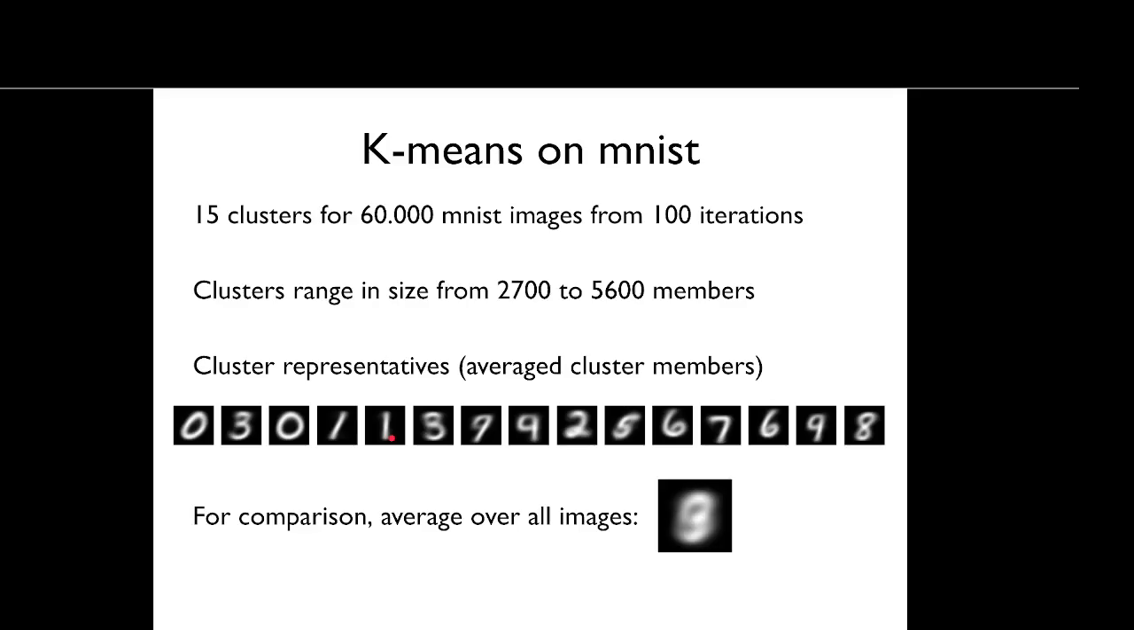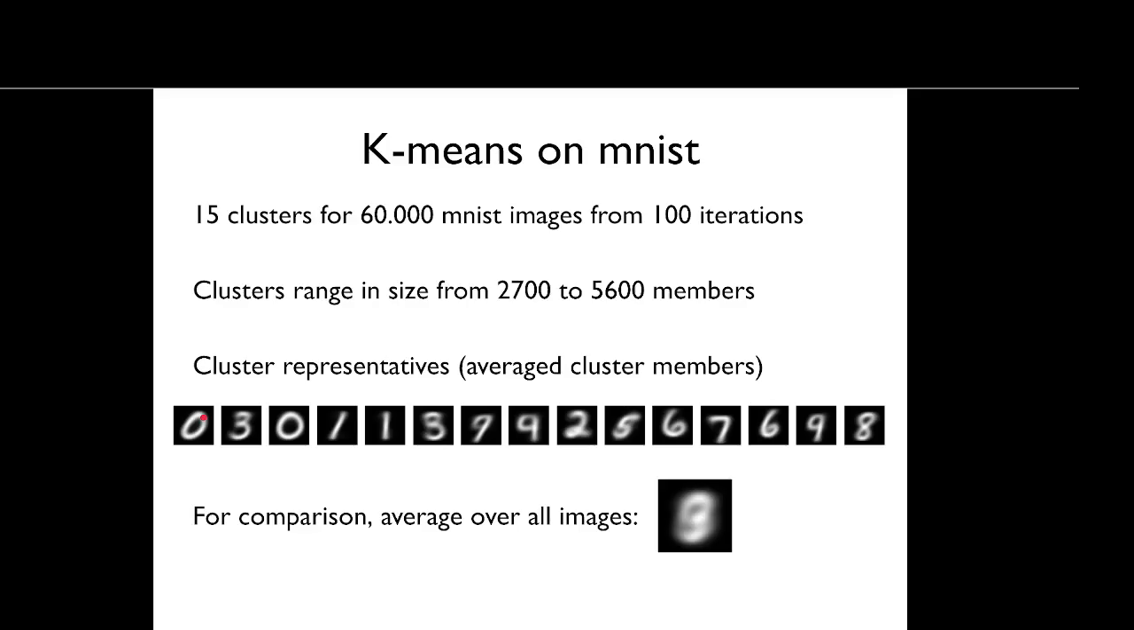So k-means on MNIST. The results you see here, I took 60,000 MNIST images. I ran 100 iterations, configured it with 15 clusters. I gave it more than 10 to basically create a way for tricky cases. And what you see here are the cluster representatives. So these are the 15 clusters in no particular order. It's not ordered by confidence or size. But this is the cluster representative. So this is the average for that cluster.